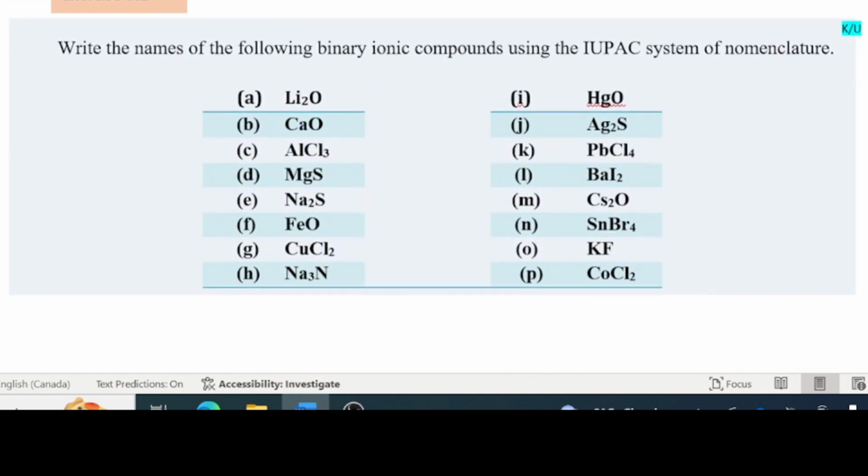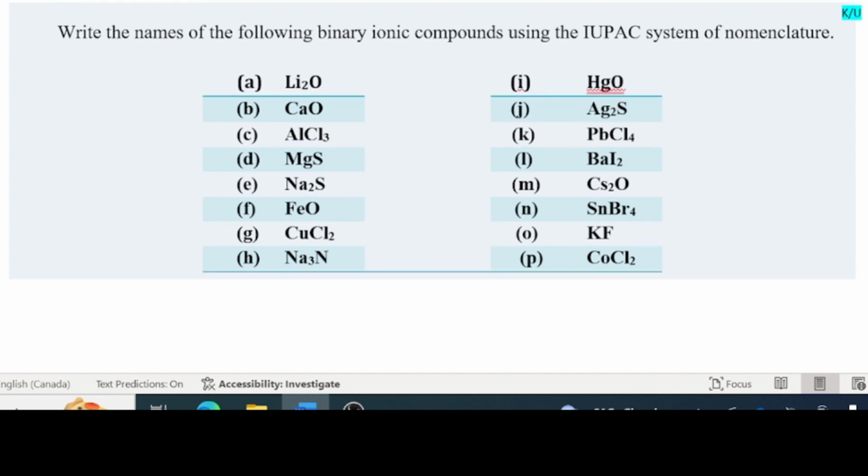And here again you have some compounds to name. So what do you do? The first thing is to determine whether or not the metal ion here is standard. This is lithium. This is in group 1A, and this is oxygen. Oh, this is lithium oxide. Calcium, you don't have to say anything. Calcium oxide. Aluminum chloride. Magnesium sulfide.